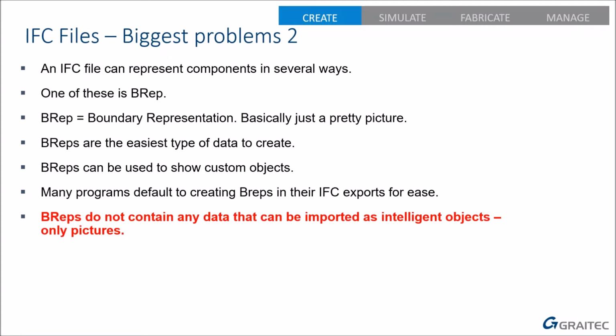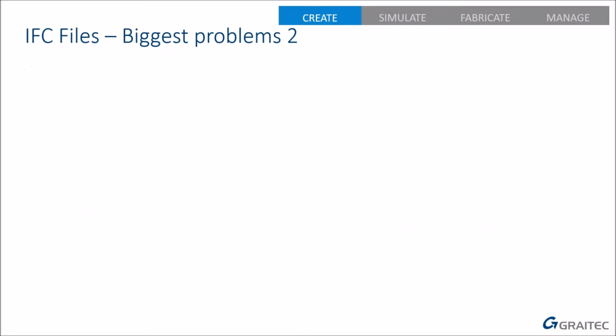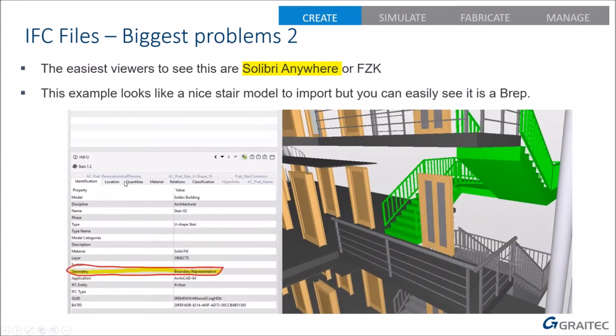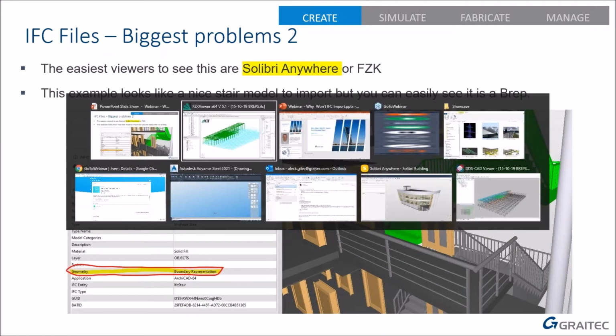So unfortunately, because it's just a pretty picture, a BREP does not contain any useful intelligent data. Okay, no intelligent data. It's just a picture of the object. If it's got no intelligent data, that means you cannot import it. The easiest way to see any files with BREPs inside them is to use one of the viewing software, so Solibri Anywhere or FZK can see what they look like. There's a picture there. Let me open and I'll show you that in Solibri.